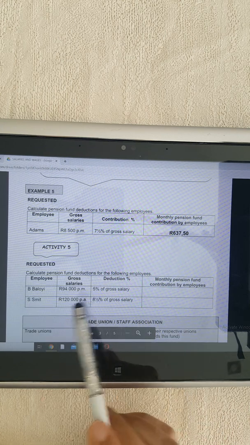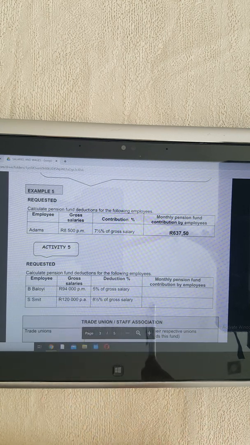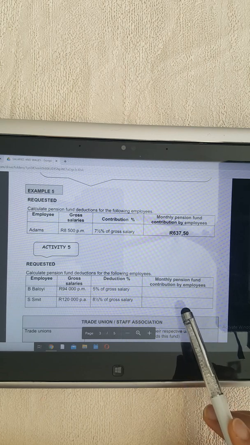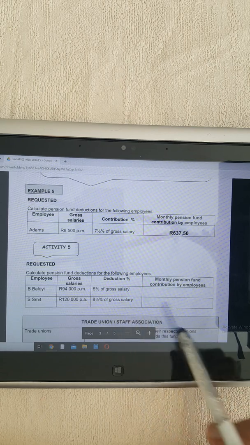850 Rand, not 8.5 of this amount. That will be the whole year's contribution. We're working it out for his monthly. So every month, 850 Rand will get deducted.